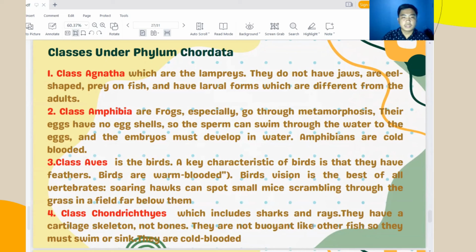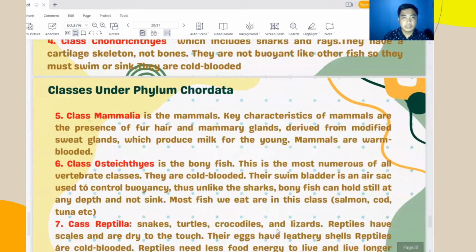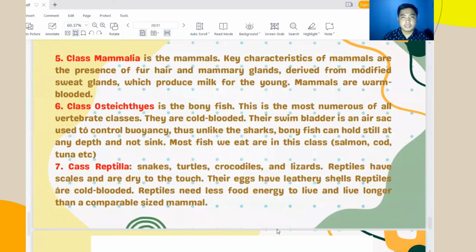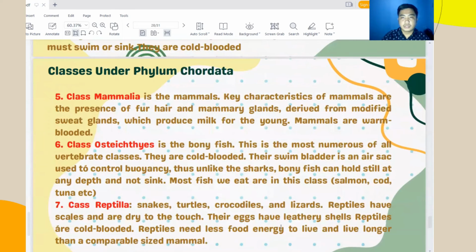Number 4, class Chondrichthyes, which includes sharks and rays. They have a cartilage skeleton, not bones. They are not buoyant like other fish, so they must swim or sink. They are cold-blooded. Number 5, class Mammalia, is the mammals. Key characteristics of mammals are the presence of fur or hair and mammary glands, derived from modified sweat glands, which produce milk for the young. Mammals are warm-blooded.